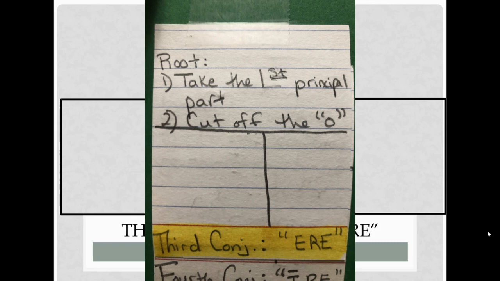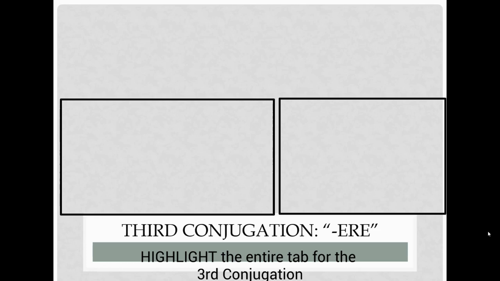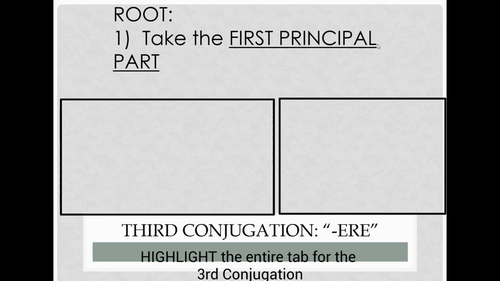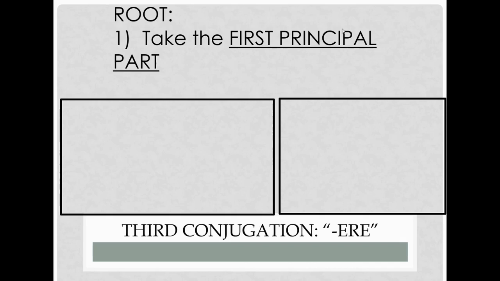So on the tab, below the pink line, write third conjugation, and you'll notice what's in quotes is ERE, no long mark. Okay? This differentiates the third conjugation from the second conjugation. So you're going to divide this into a top area that is about a third of the note card, and you're going to write the two steps for the root. Step number one is to take the first principal part. That's the one that ended in O. And step number two is to cut off the O. And you'll notice this is different from the previous two conjugations.